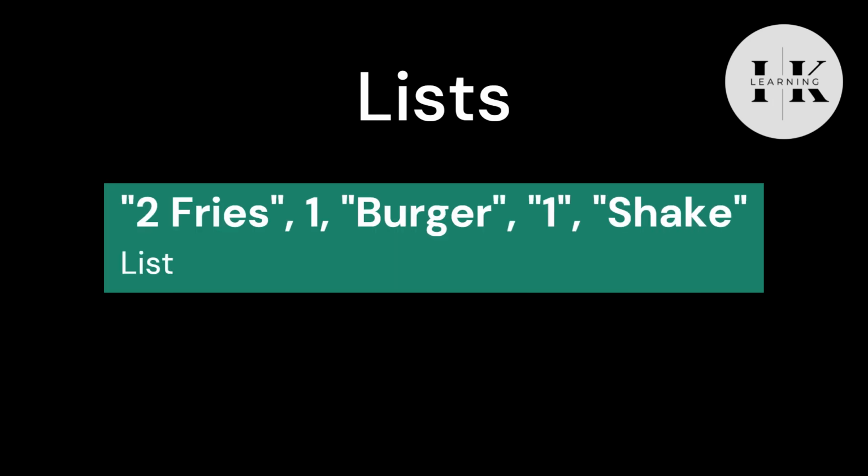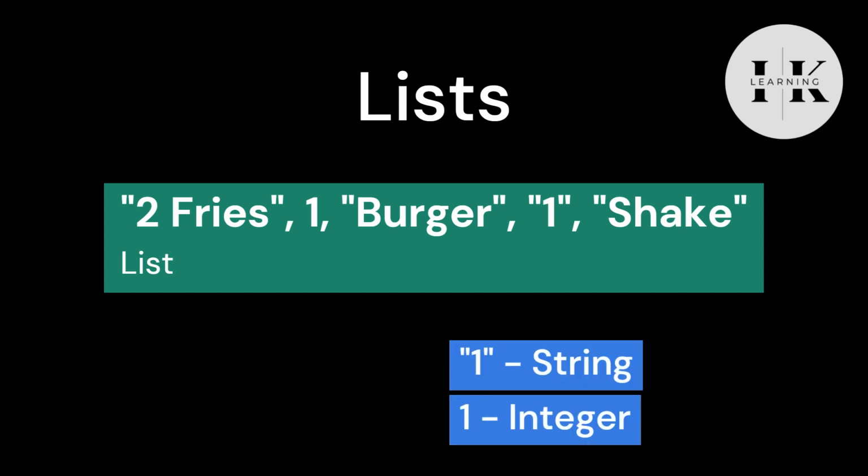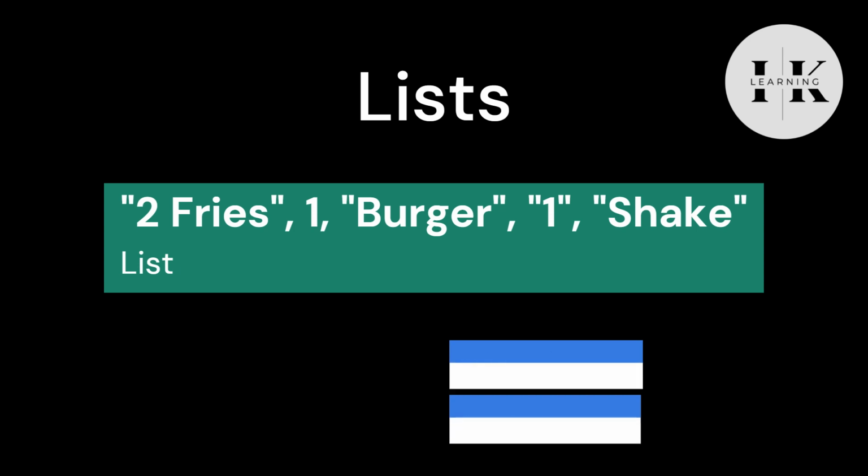The next data type that we have is actually more of a data structure than a data type. It's called lists. Lists are essentially a collection of items, and they allow us to store inside of them any type of data from the data types that we mentioned earlier. So for example, we could have "two fries", which is a string, 1, which is an integer, "burger", which is a string, and then take a look, we have once more "1", but this time it's wrapped in double quotes. That means that this one is actually a string and not an integer. And then we also have "shake".